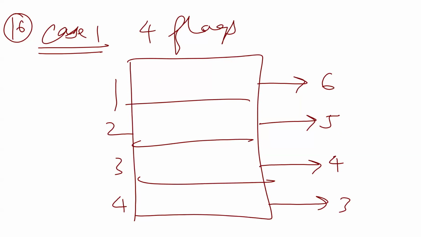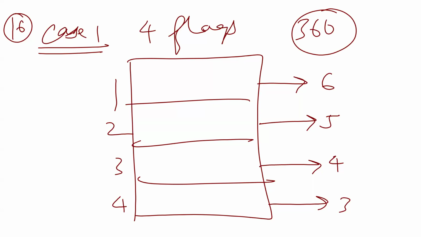So this is 6 into 5 into 4 into 3, because it is flag 1, flag 2, flag 3 and flag 4. So these are 360 ways. 6 into 5, 30, 30 into 12, 360 ways.